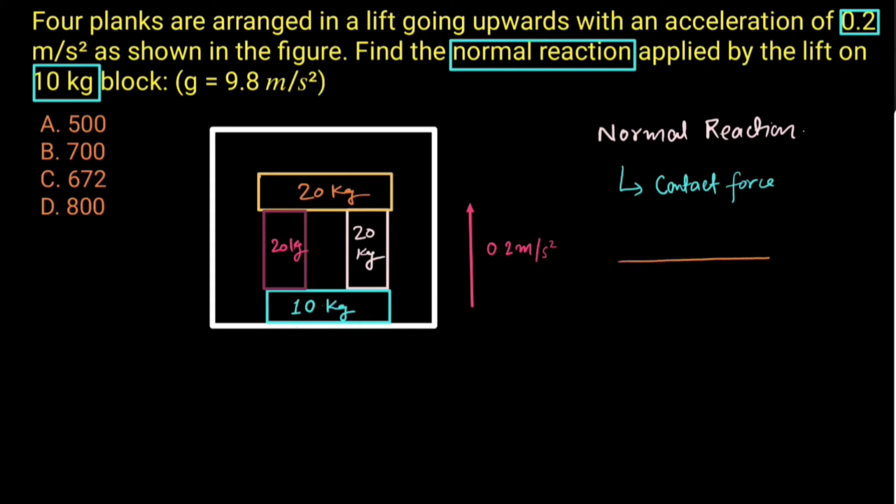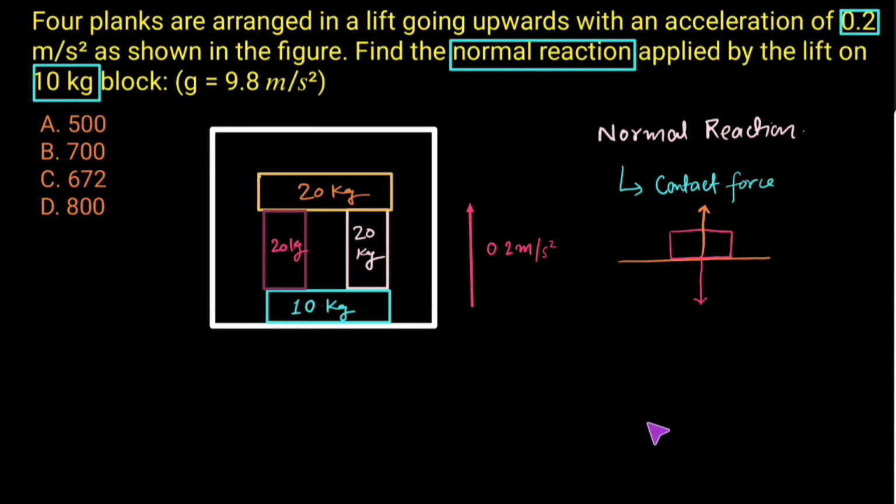Just take this example. Suppose this is the ground, and on this ground there is a mass lying over it. Because of the contact between the surface and this mass, there will be a normal reaction. So this surface will be creating a normal reaction on this block. Not only that, this block will also be exerting a normal force on this surface.